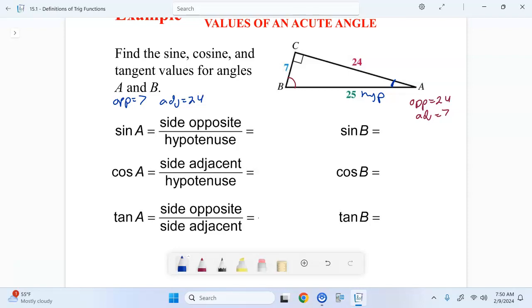So what's sine of A going to be? Good. What's cosine going to be? And what's tangent going to be? And now with angle B, sine of B. Cosine of B. And tangent of B. Okay? Notice that sine of A is equivalent to cosine of B. Cosine of A is equivalent to sine of B. Tangent of A is the reciprocal of tangent of B.